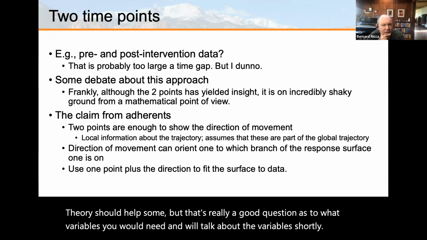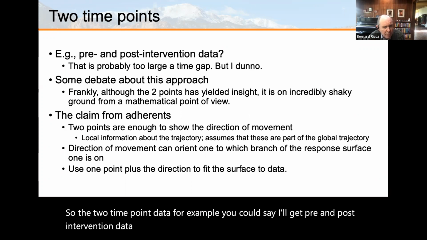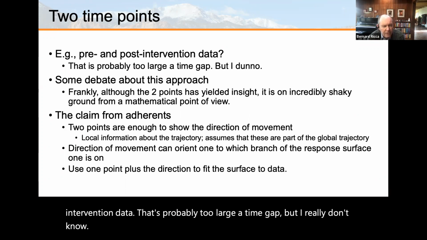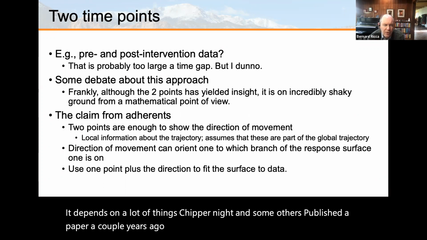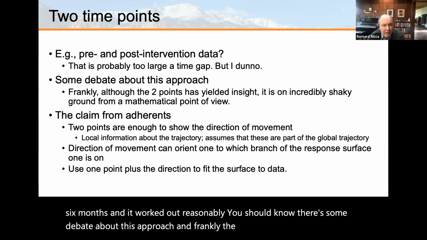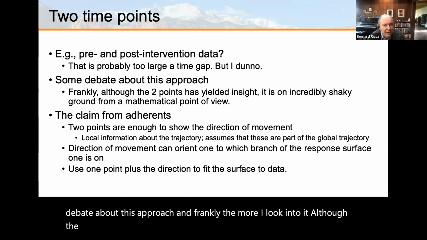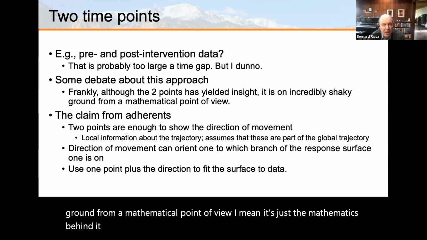For the 2 time point data, for example, you could say, oh, I'll get pre and post intervention data. That's probably too large a time gap, but I really don't know. It depends on a lot of things. Chip and Knight and some others published a paper a couple of years ago where they used data from basically baseline and 6 months, and it worked out reasonably well. You should know there's some debate about this approach, and frankly, the more I look into it, although the 2 points approach has yielded a lot of insight, it's on incredibly shaky ground from a mathematical point of view. The mathematics behind it are really not that solid.